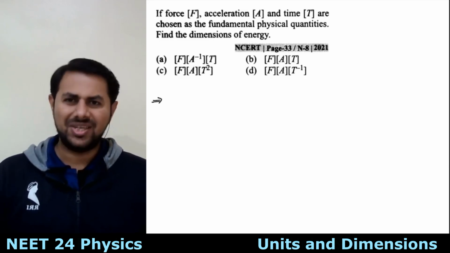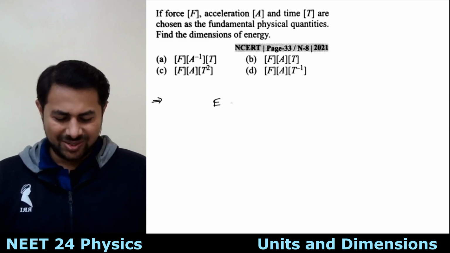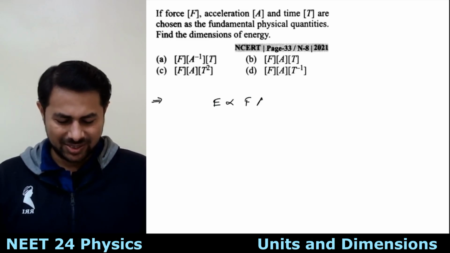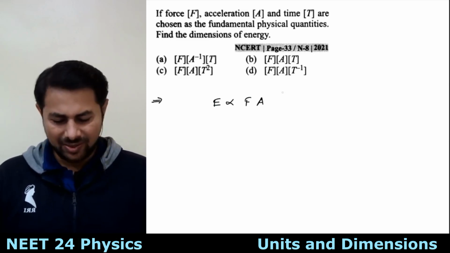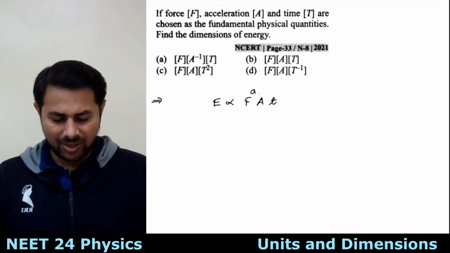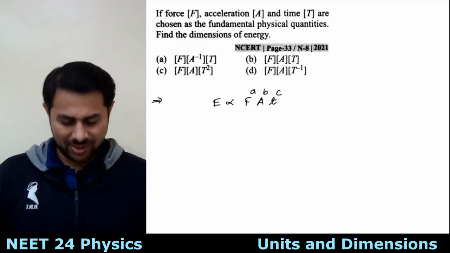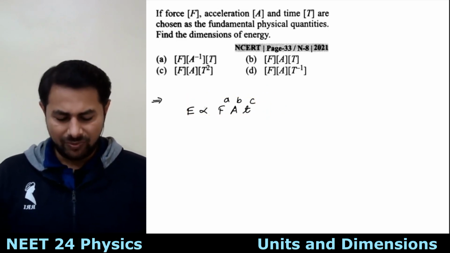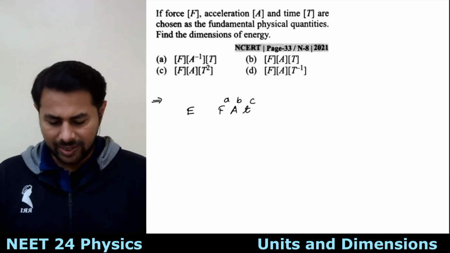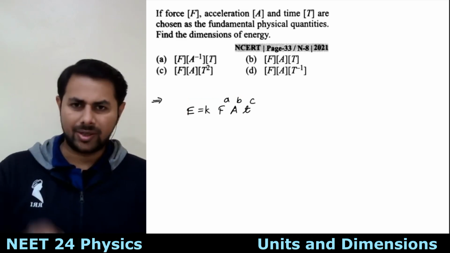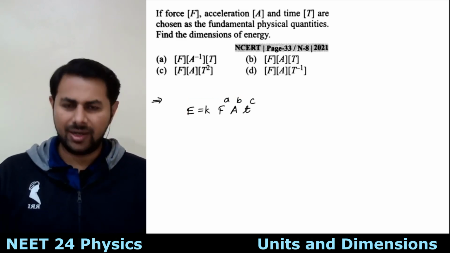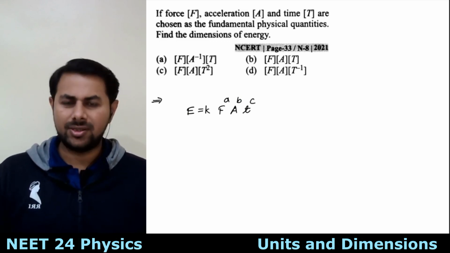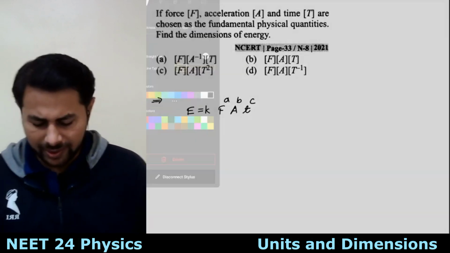So ideally what you have to do is, energy depends on force. It depends on acceleration. Acceleration, they are writing it as capital A. Then time, so it is F to the power A, A to the power B, time to the power C, right? And we know that this is a time consuming process. Then we remove the proportionality sign, or directly we write energy is equal to some constant times F raised to A, A raised to B and T raised to C, and then we find out ABC. So this is a time consuming process. We will not go into that, right?